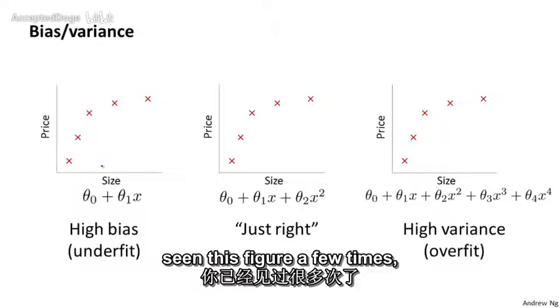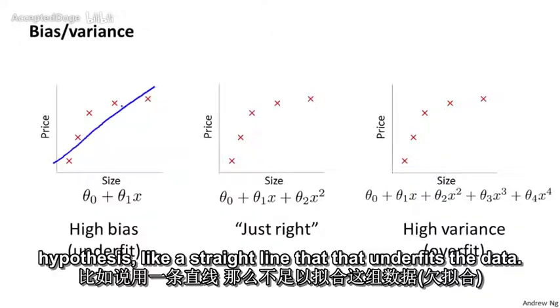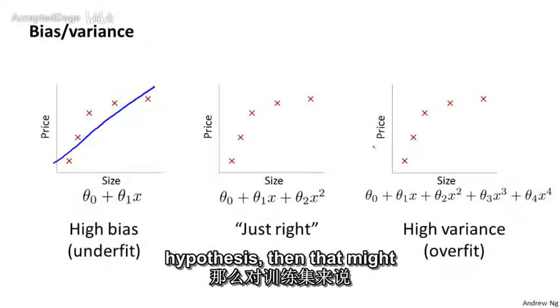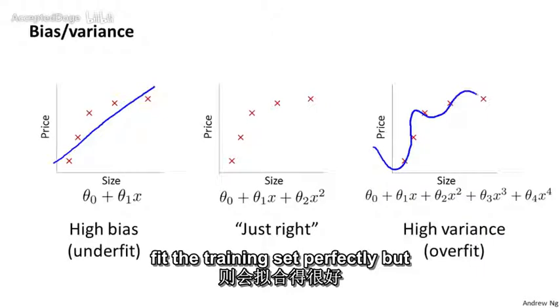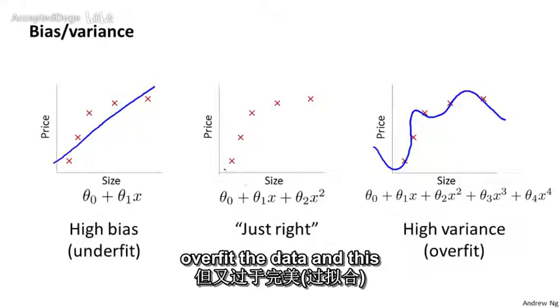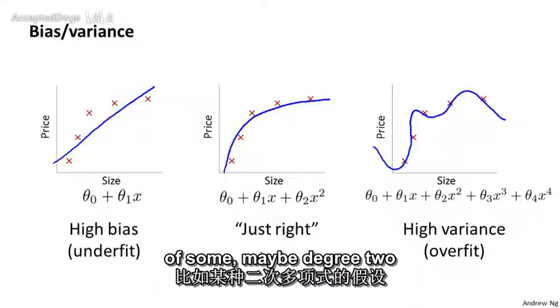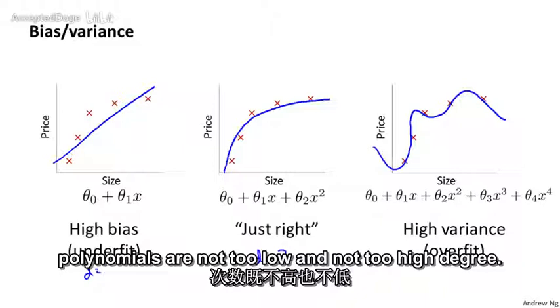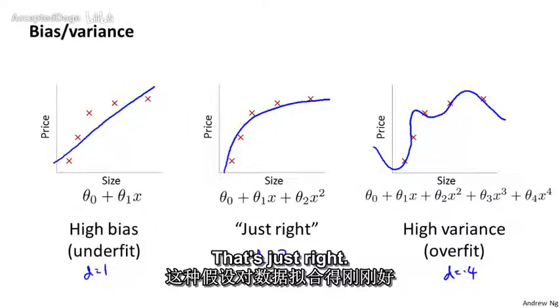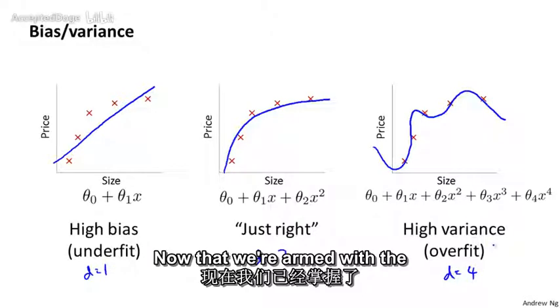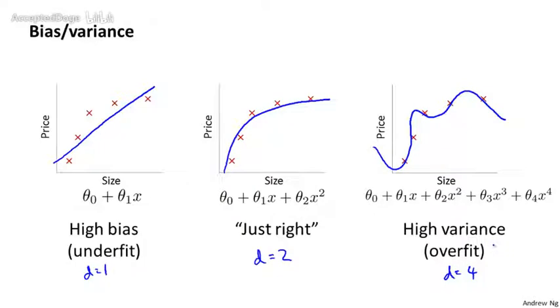So you've already seen this figure a few times, where if you fit too simple a hypothesis, like a straight line, that underfits the data. If you fit too complex a hypothesis, then that might fit the training set perfectly, but overfit the data. And maybe a hypothesis of some intermediate level of complexity, so maybe some degree 2 polynomial, not too low and not too high degree, is just right and gives you the best generalization error of all of these options. Now that we're armed with the notion of training, validation and test sets, we can understand the concepts of bias and variance a little bit better.